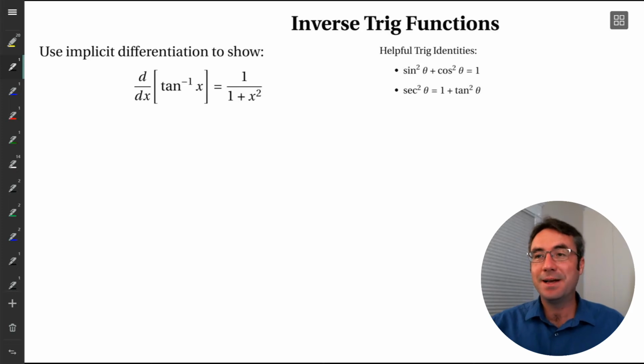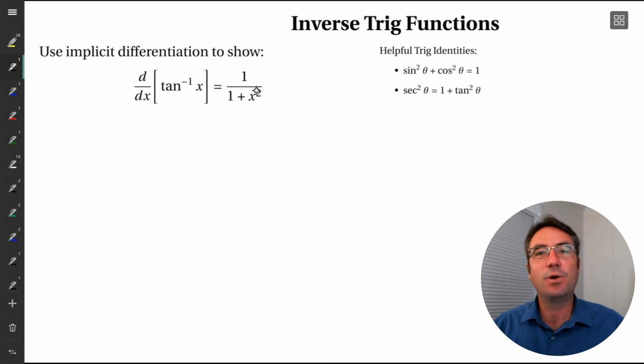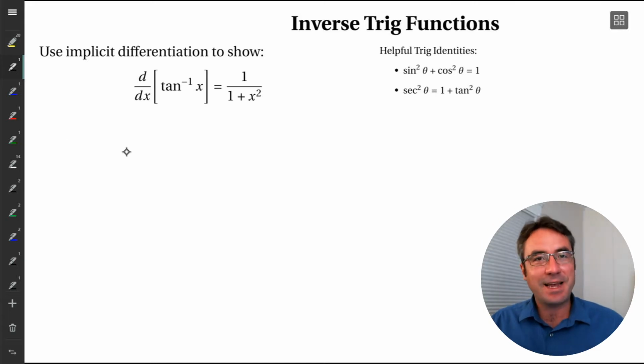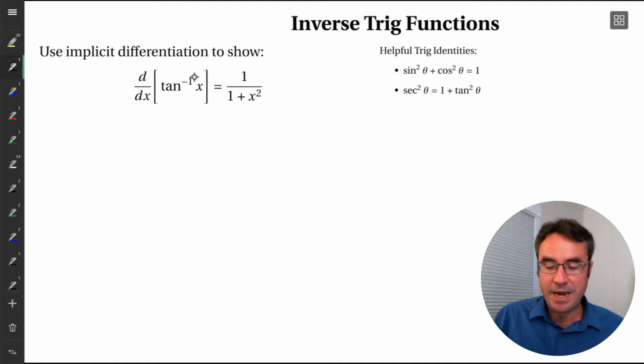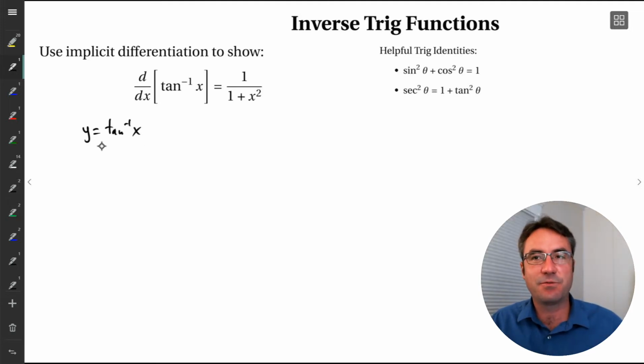We're going to show that the derivative of the inverse tan function is 1 over 1 plus x squared. All right, so let's see how to do this. We start kind of similar to what we did for the inverse sine function. We're going to rename this, we're going to call this y. So we're going to say, let y equal the inverse tan of x. We're just naming this thing, just calling it y.